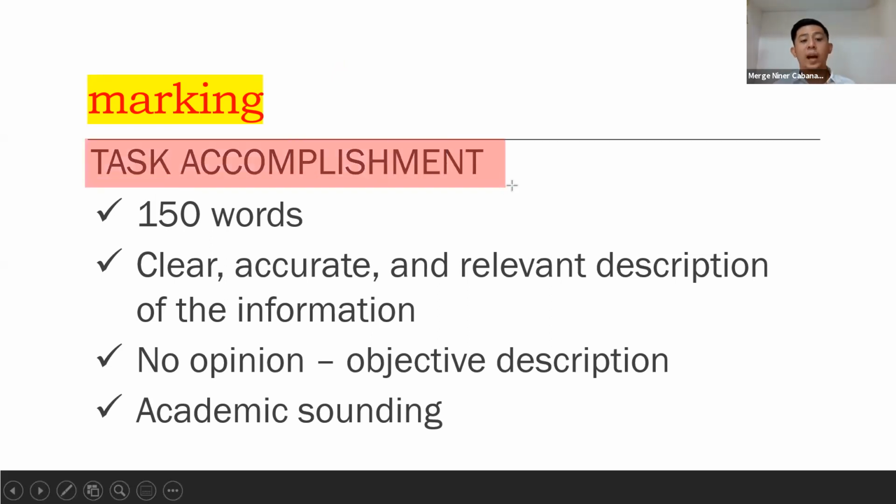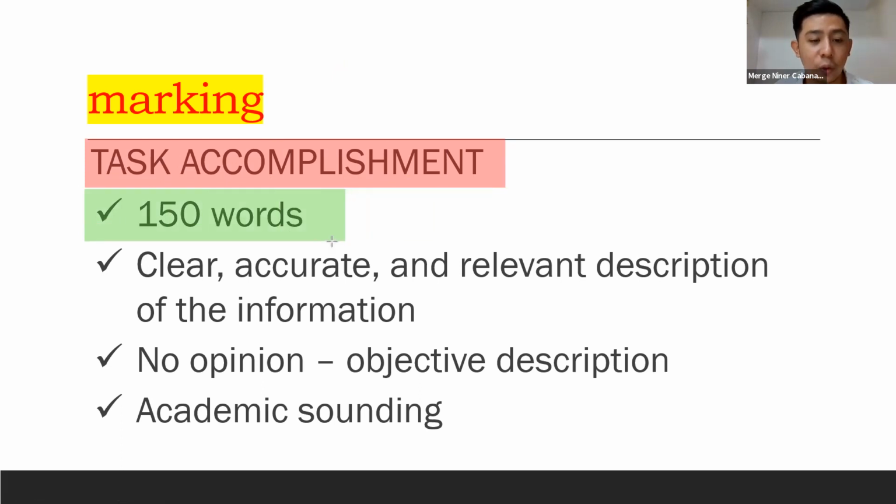Okay, so why did I tell you that task accomplishment is perhaps the most important among the band descriptors that examiners use to assess your exam performance? Well, first, it's because, take a look at this. You are going to produce a task that consists of 150 words, okay? 150 words. Now, the question that many of you would have is, sir, what if I wasn't able to complete the task? I wasn't able to reach 150 words.